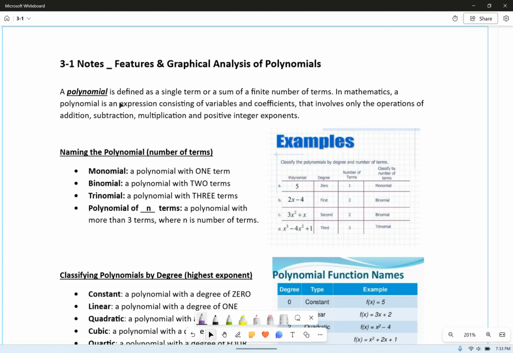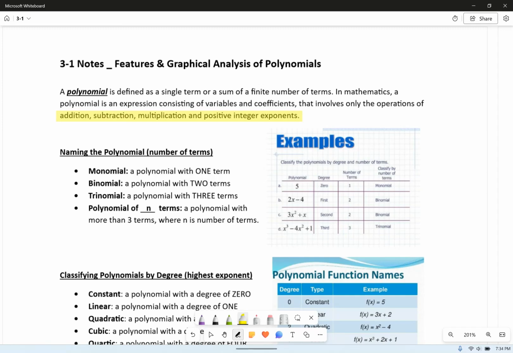In mathematics, a polynomial is an expression consisting of variables and coefficients that involves only the operations of addition, subtraction, multiplication, and positive integer exponents. When you start your math, you're going to recognize that there are going to be some problems that ask you to determine whether or not the given expression that you see is a polynomial.